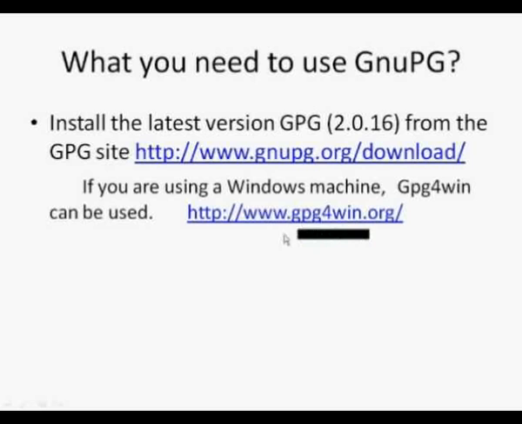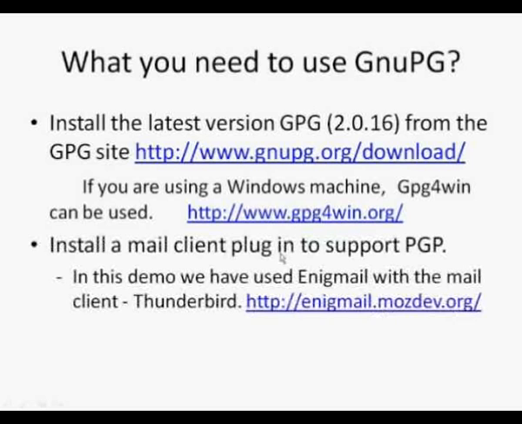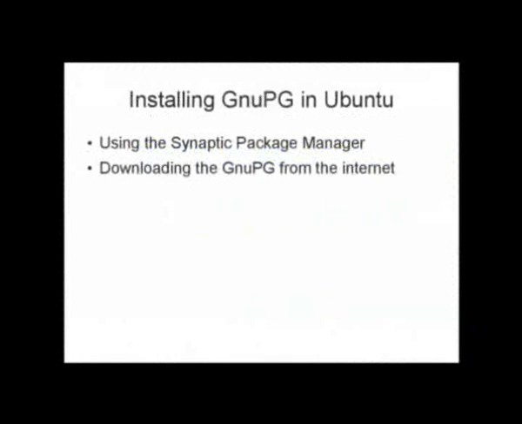Next, you need a mail client that supports PGP. In this demo, we have used Enigmail with the mail client Thunderbird. GNU-PG normally comes bundled with OS like Ubuntu. If it's not present in your system, there are two methods via which you can install it. First is using the Synaptic Package Manager, second by direct downloading from the internet.